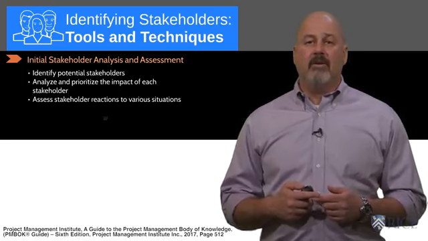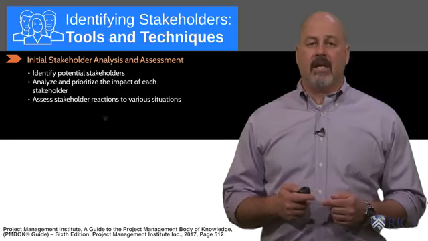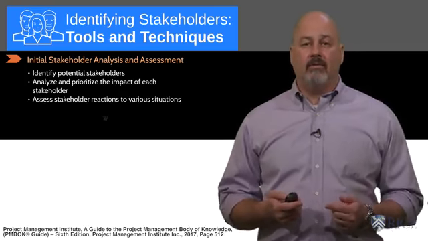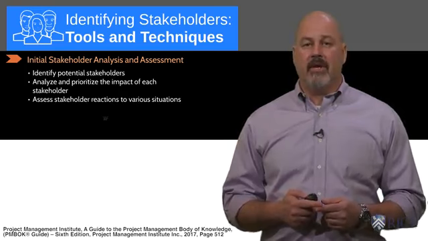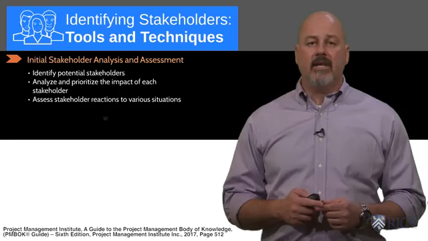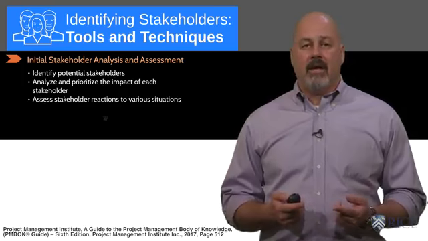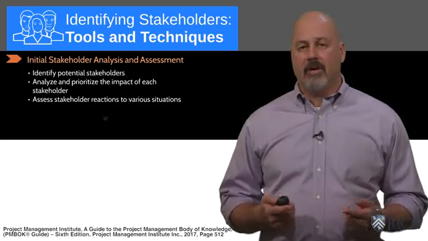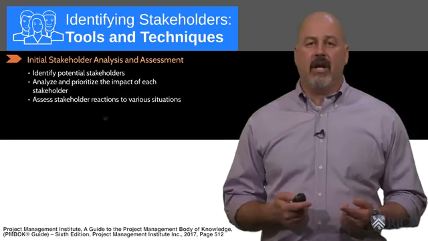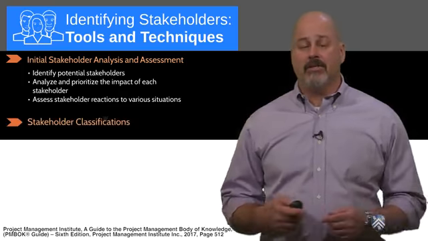You need to begin to prioritize these people based on their impact on the project and assess how they will act or react to different situations that may occur during the life of the project. A key stakeholder may react differently to a major setback than someone that has less interest in the project. Think about this reaction and how you're going to manage it. One way to do this is through classifications.